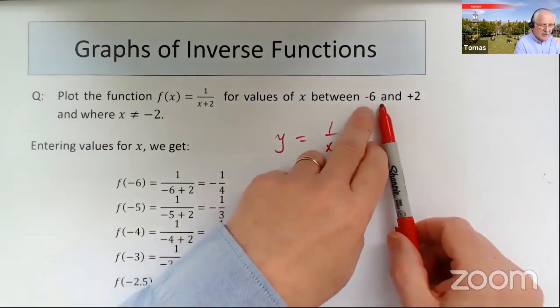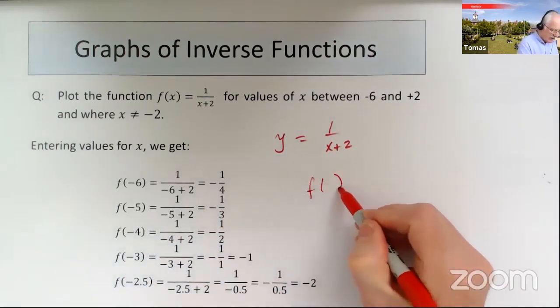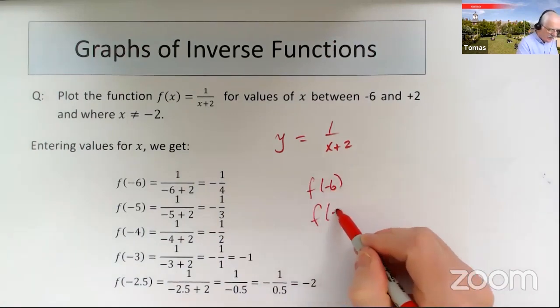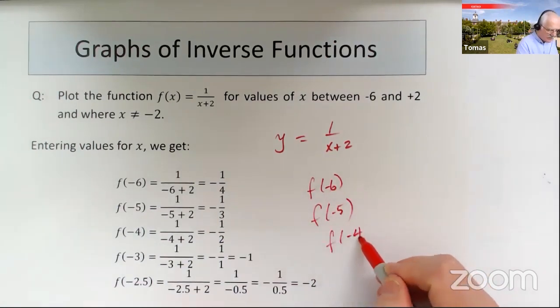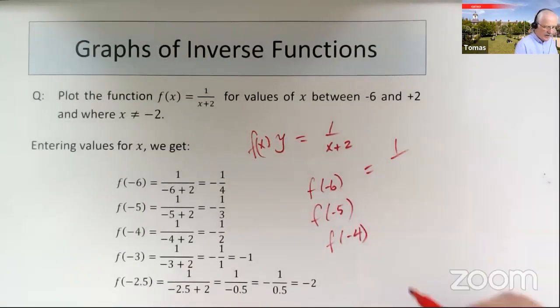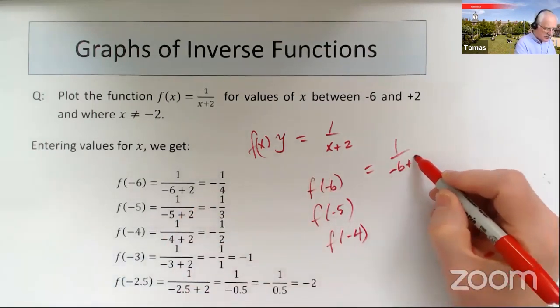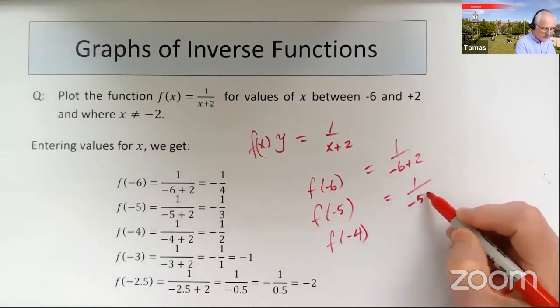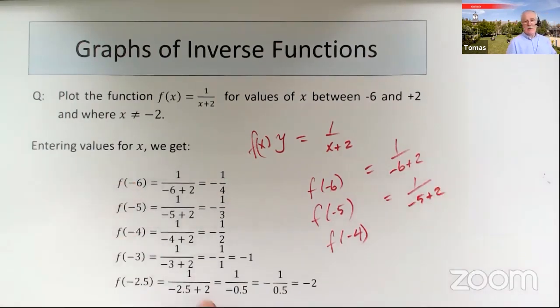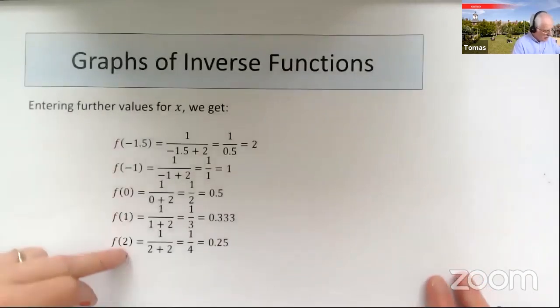So if it says between the values of x equals -6 and +2, you say what happens when f of -6, f of -5, f of -4, etc., where f of x is 1 over x plus 2. So 1 over -6 plus 2, 1 over -5 plus 2, and you put in all the answers like you would for anything else. You go from -6 to 2, and I've done them all the way up to 2.